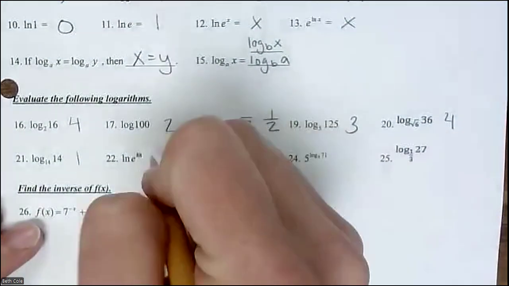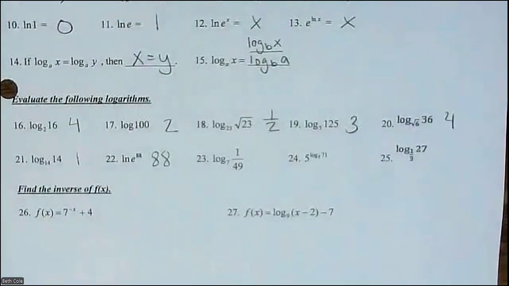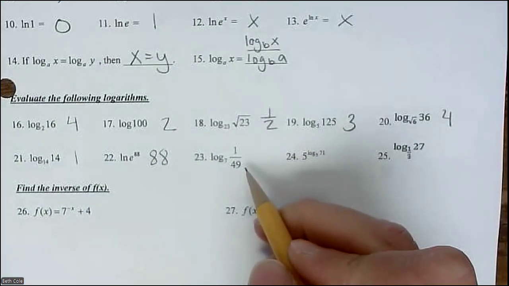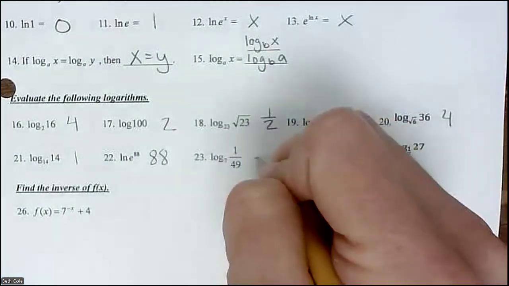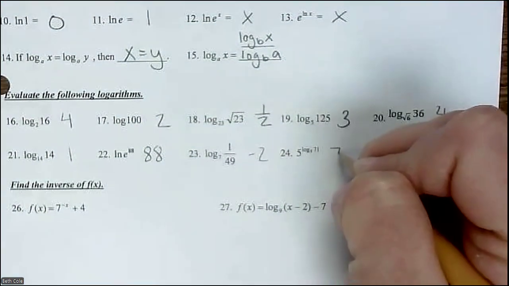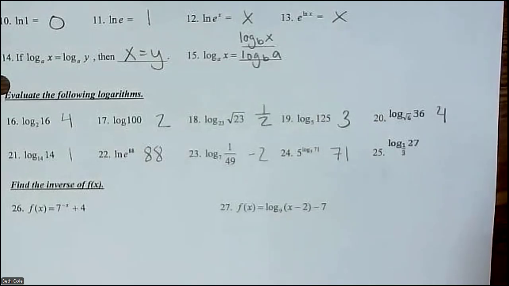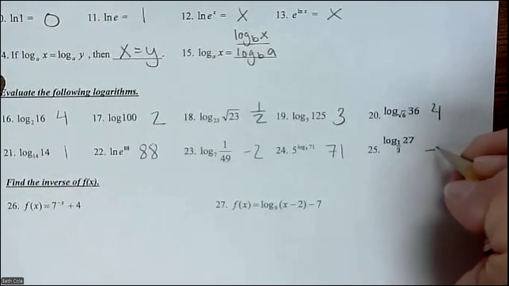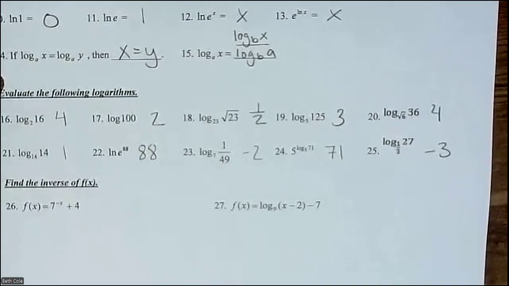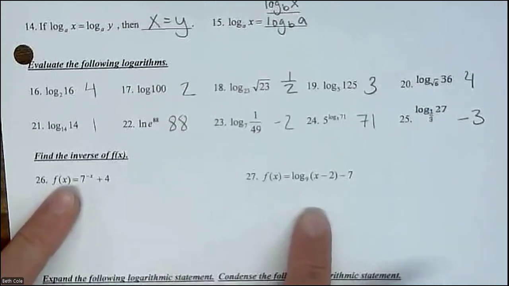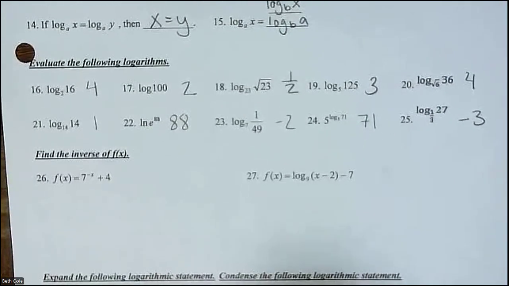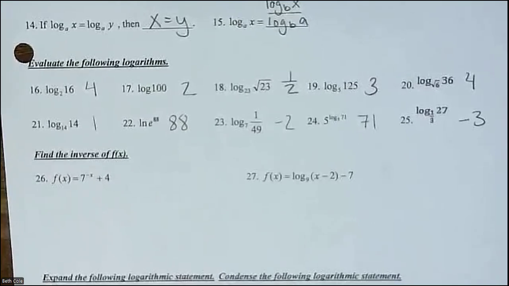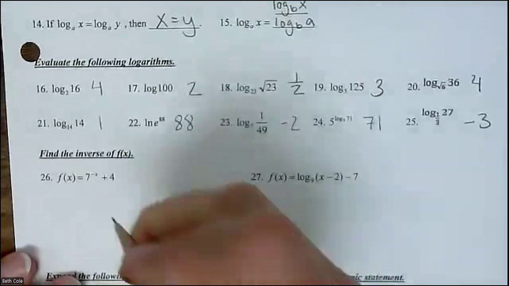This one, ln and e cancel, so it'd just be 88. How about this one? -2, good job. This one, they cancel, so 71. This one, 3 cubed is 27, but you have to flip it, so -3. These two are finding the inverse. If it's exponential, your inverse is log. If it's log, your inverse is exponential, okay?